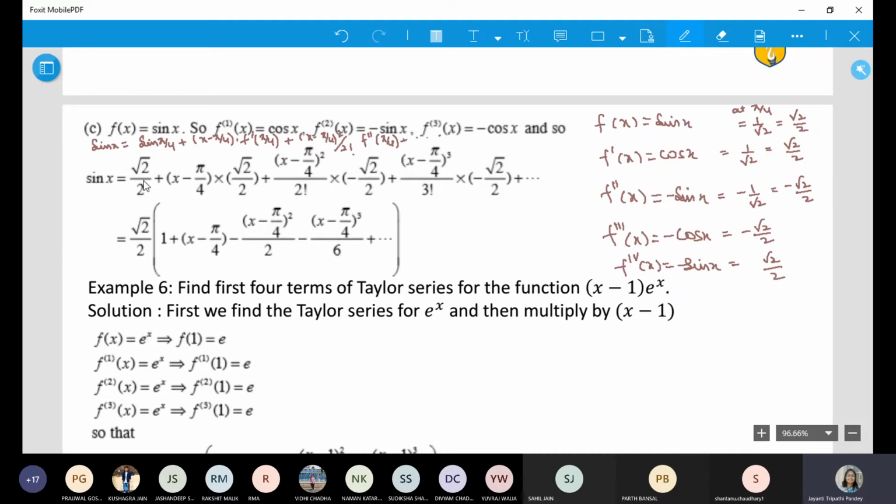Now the value is substituted. We have solved it. Sin x is root 2 by 2 plus x minus pi by 4 root 2 by 2 plus x minus pi by 4 square by factorial 2 into minus root 2 by 2 from here, and then this value, and beyond this value again it started repeating itself. Okay, so you can take out root 2 by 2, and this is the expansion.